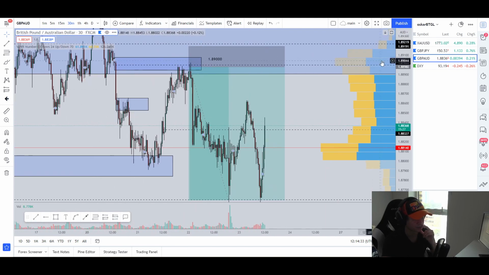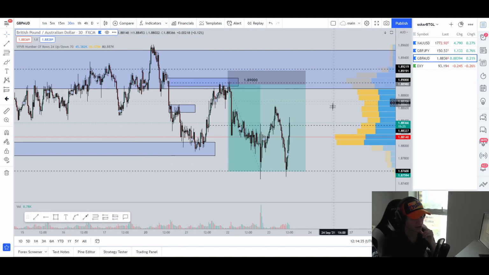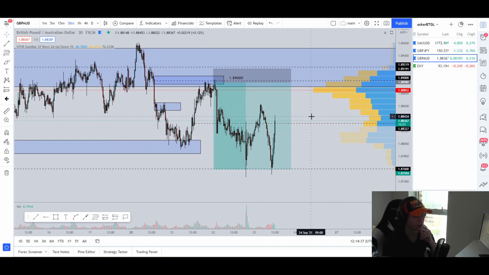But if we actually take a look at this together with the VPVR now, we can see here that now we're obviously including the actual data that came from this trade. So we can see here that 8852 was indeed a very strong point even after this move.